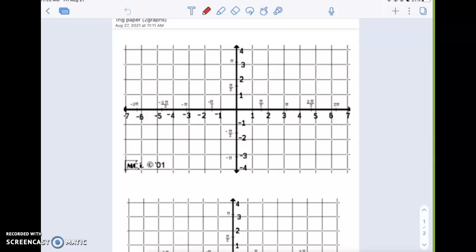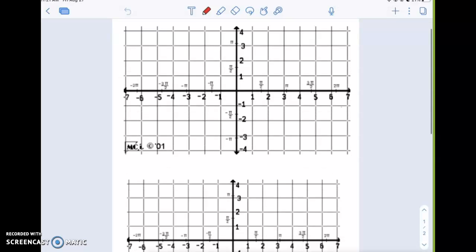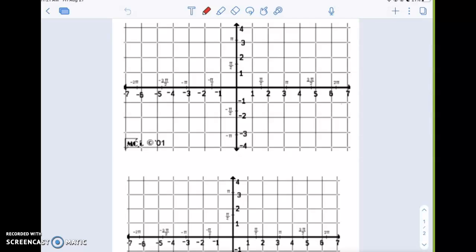Okay, so I wanted to give you a little bit of a heads up. A couple of the problems for homework have some tricks to it. So let me give you one of the examples. Number 9 on the homework says y equals 4 cosine, parentheses, 3 theta plus 5 pi over 6 minus 2.